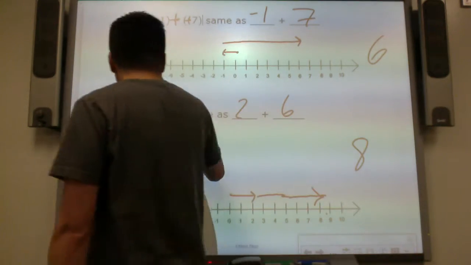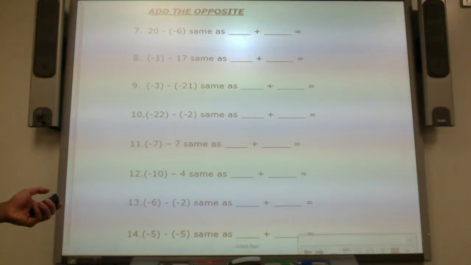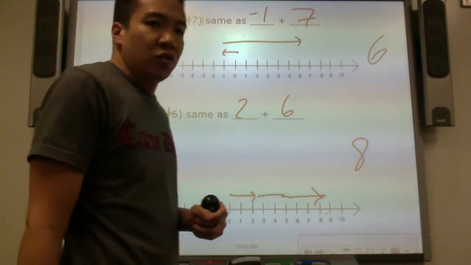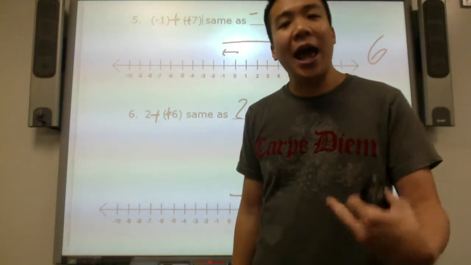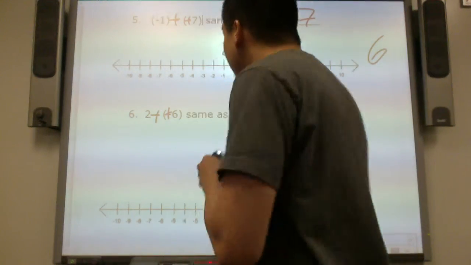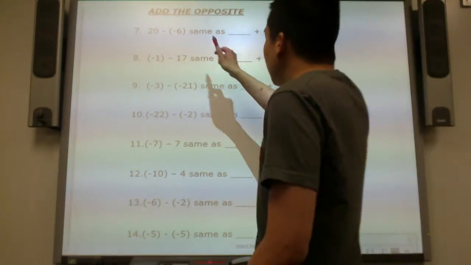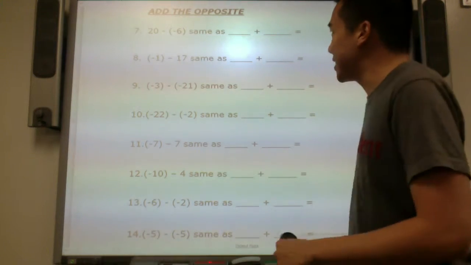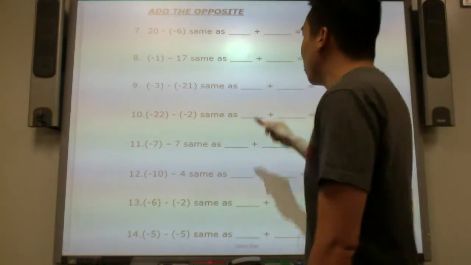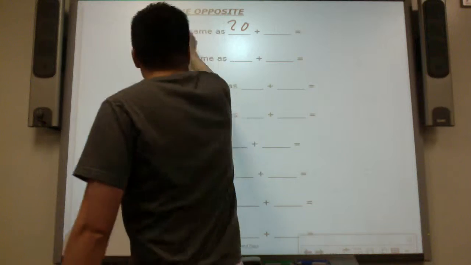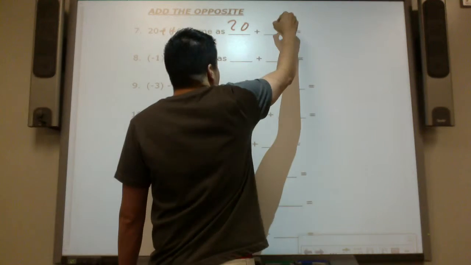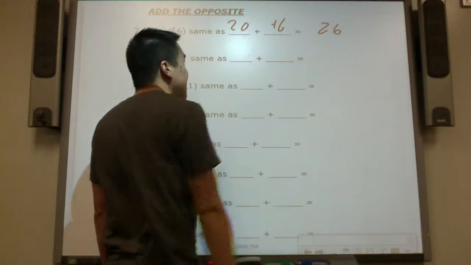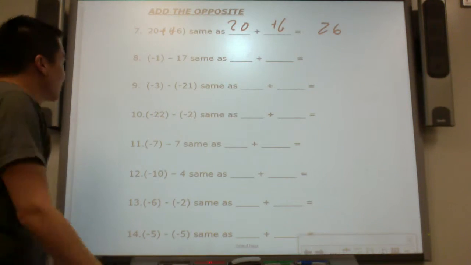So add the opposite. So, do you really want to use counters and number lines forever and ever? Or do you just want to add the opposite? So, 20 take away -6 is the same as what? They both start off with the same integer. Add the opposite. -6 is positive. So 20 plus 6 is 26.